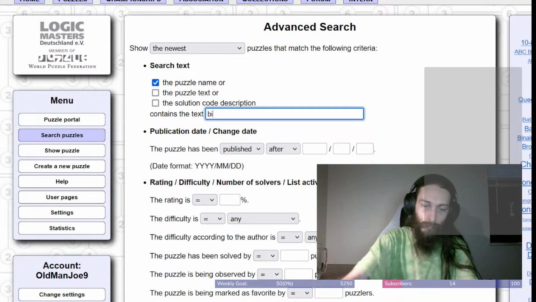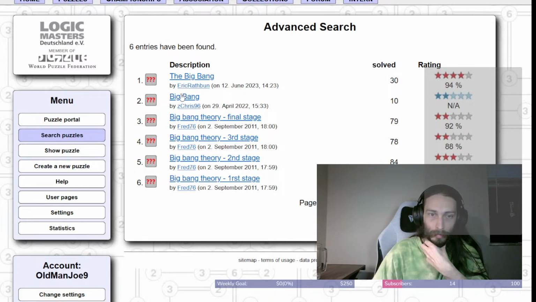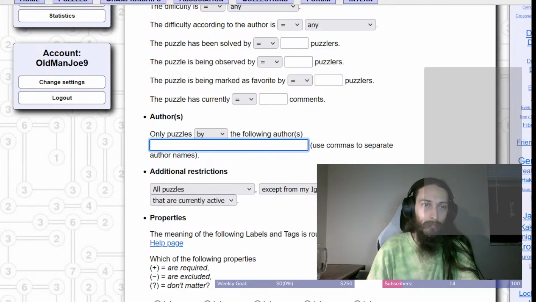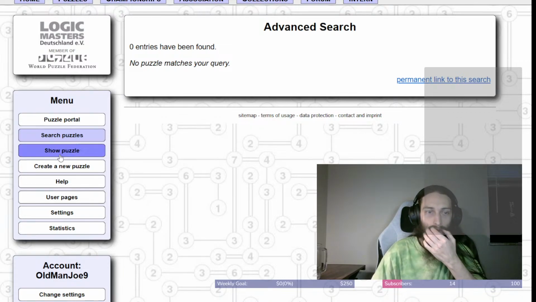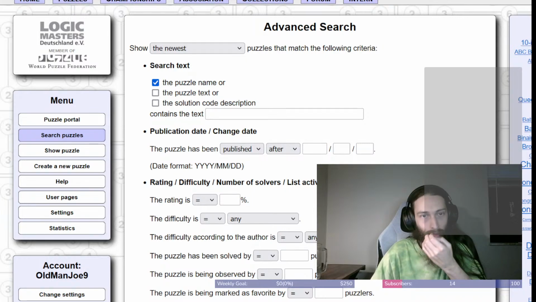Search. Big thing. Alright, well, I don't think it's this one, because it's a different name. No, it's got the wrong setter. Guess they're not on Logic Masters Germany, or they're using a different name.